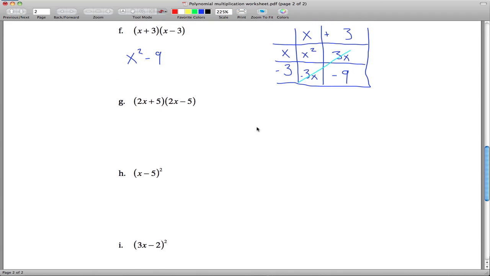This next one, we could use the shortcut right away, but I won't because I'll assume you don't know it. So I'll go through, and I'll do it the exact same way we've been doing stuff.